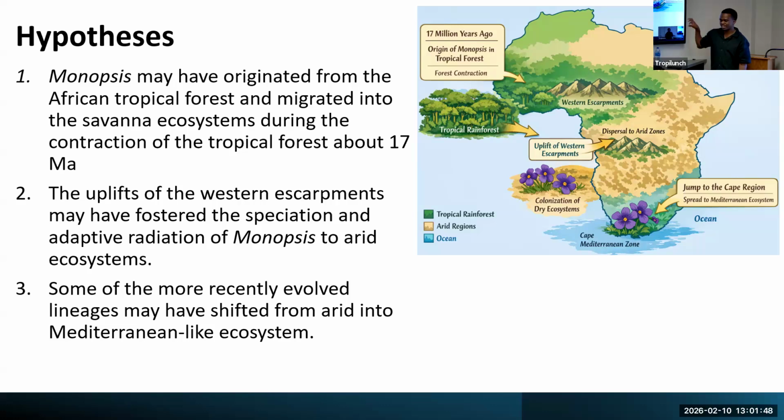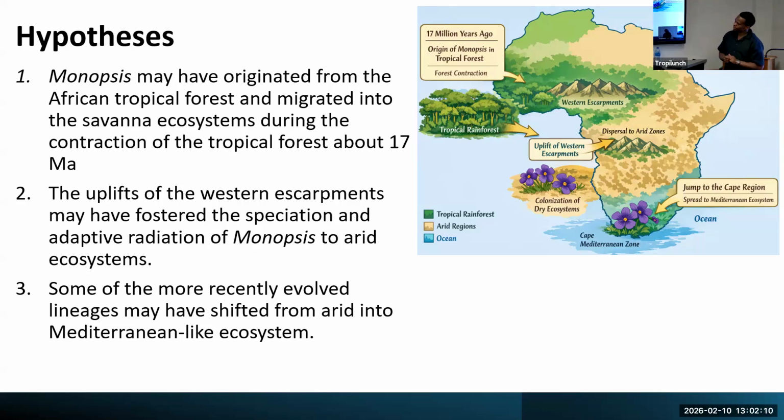In that way, vicariance was created such that we end up with different subpopulations in Western, Eastern, and Southern Africa. So those are the two major hypotheses that we have usually used to describe the distribution of both flora and fauna in Africa.